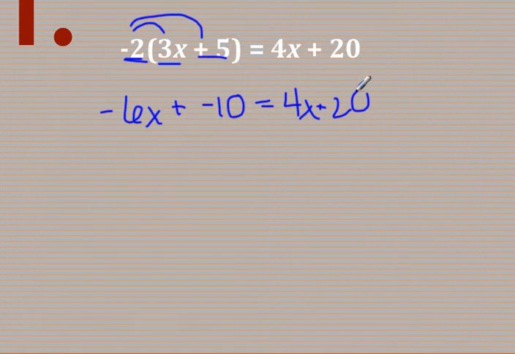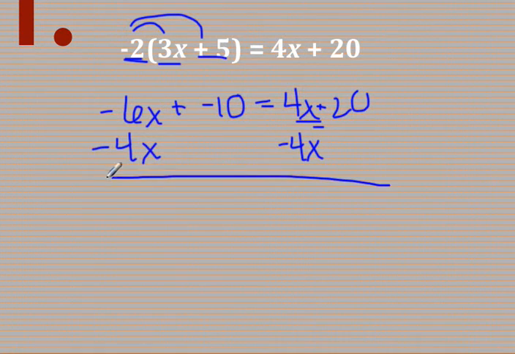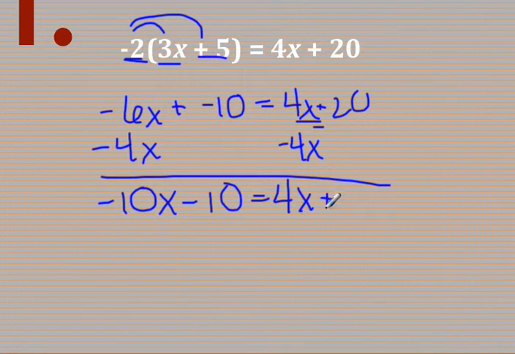The next thing you need to do is to get your x on the same side. Since this is on this side, I'm going to bring it over to the other side, and I'm going to subtract 4x from both sides. So -6x minus 4x is going to give me -10x. And then I have -10 is equal to 4x plus 20. Oops, I canceled out the 4x. That phone call way distracted me. And then I get 20 here.